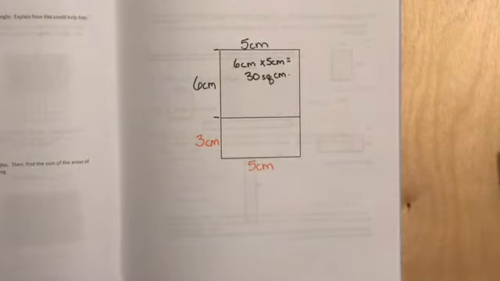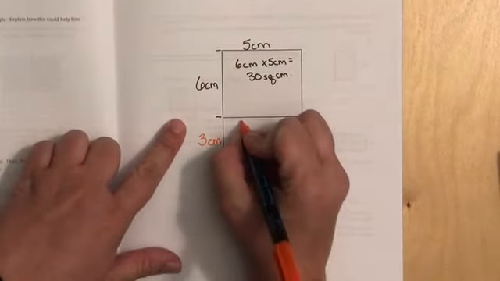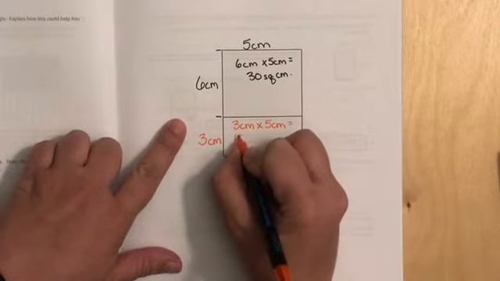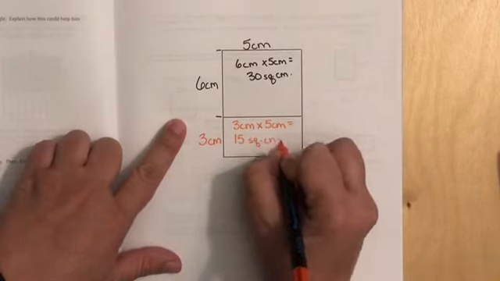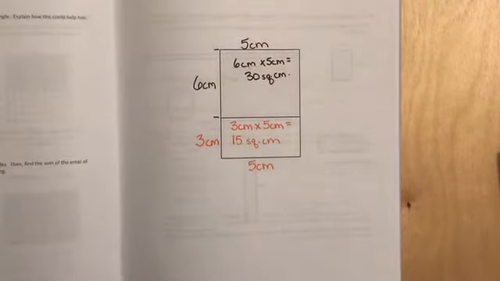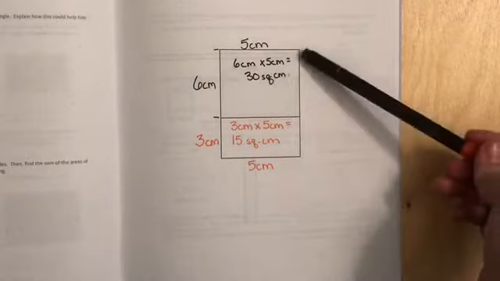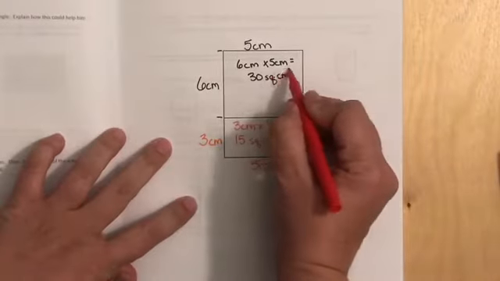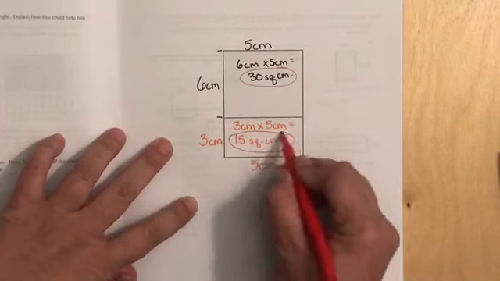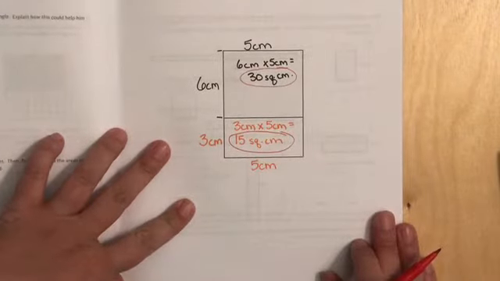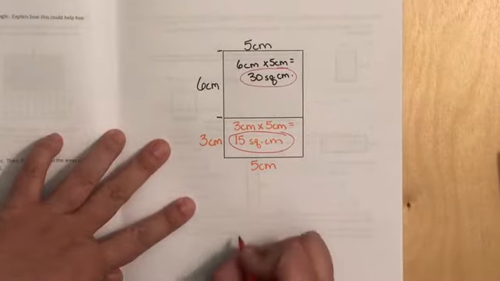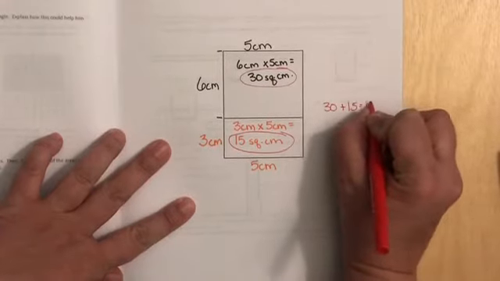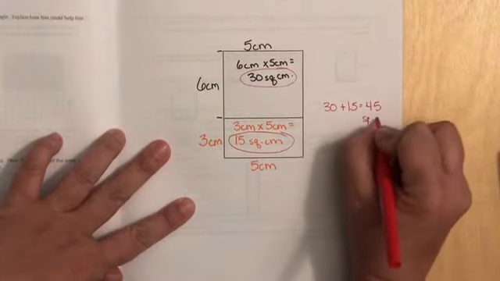Go ahead and find it, press pause and press play. For this little rectangle right here, you should have done 3 centimeters times 5 centimeters equals 15 square centimeters. We're not done because we need to think about the rectangle as a whole. So now we're ready to add up our two areas. Here's our first area, here's our second area, and now we can add those together. Let's go ahead and do that. Press pause and press play when you're done. All right, you should have added 30 plus 15 equals 45 square centimeters.